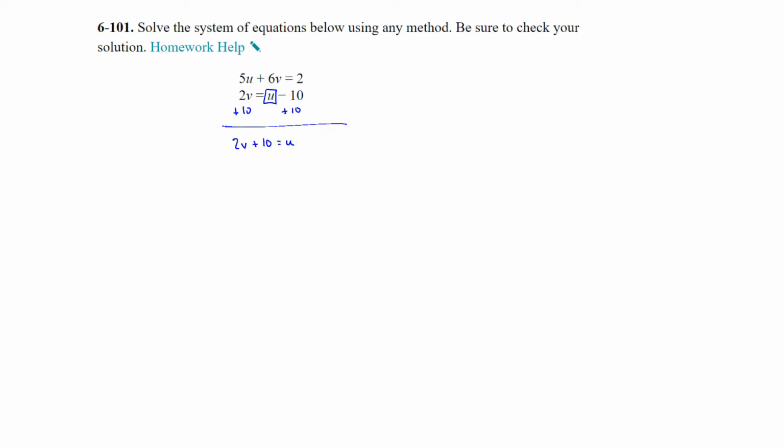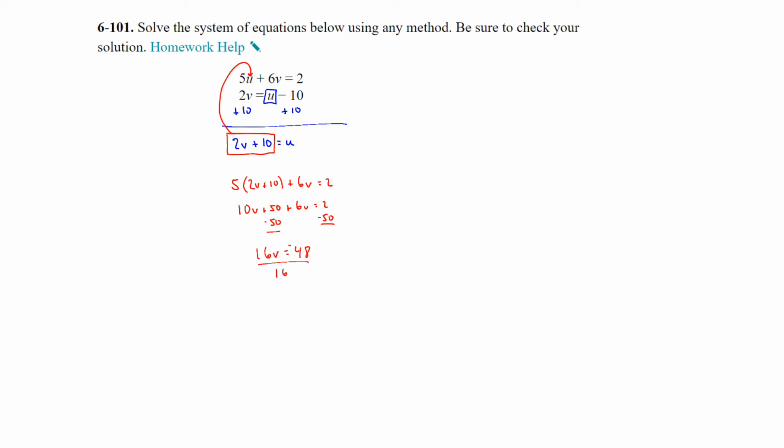That could be used for substitution, or if you wanted to, this one also could easily subtract the u, and you'd get negative u plus 2v equals negative 10, and that would line up with the first equation for elimination. So either one is perfectly fine, and if you have a different way, that's fine as well. I'm going to do the one I set up first, which is substitution. I'm going to substitute it into my first equation for the variable that I solved for, which was u. So 5 times (2v plus 10) plus 6v equals 2. I can then distribute the 5, combine like terms, and subtract the 50 to the other side. So 16v is equal to negative 48.